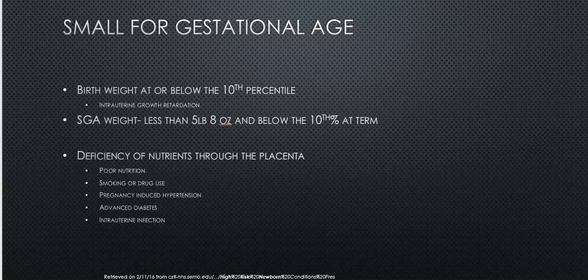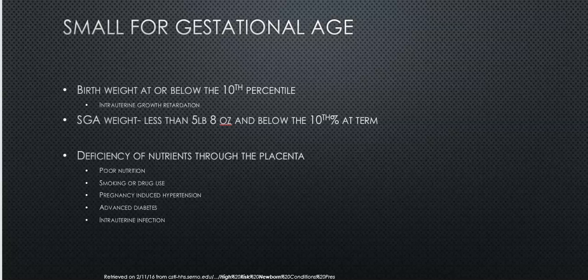So babies that are born less than 5 pounds 8 ounces are sometimes classified as SGA. Again, these babies may be small because of issues with blood flow to and from the baby in utero, or conditions such as mom's nutrition, if mom smoked or used drugs, if she had high blood pressure or conditions such as diabetes, or was exposed to an infection in intrauterine life.